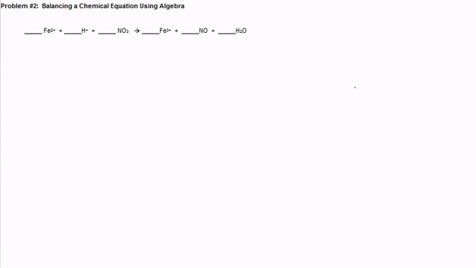Hello, my name is Vishrut Patel and I'm here to show you how to balance a chemical equation using algebra. Okay, let's begin. So the first step I typically take is to take some time to look at the equation.